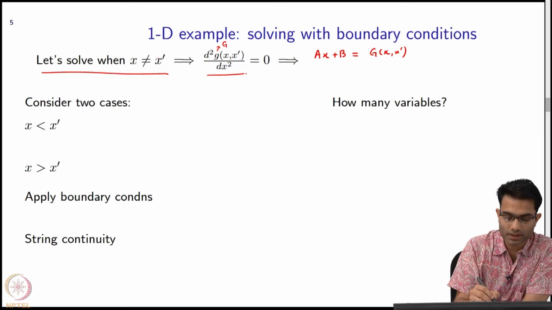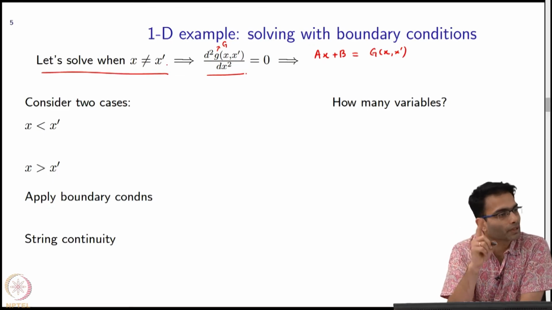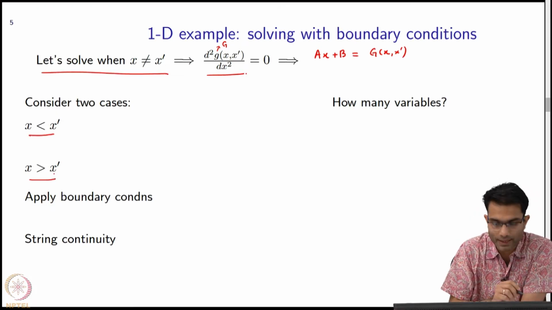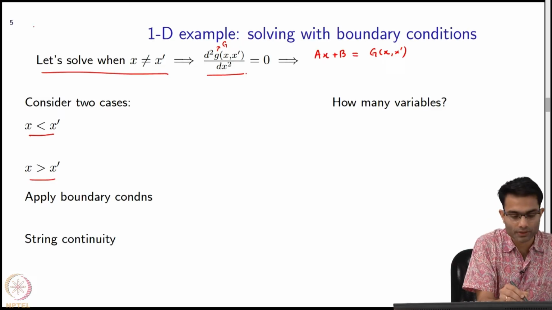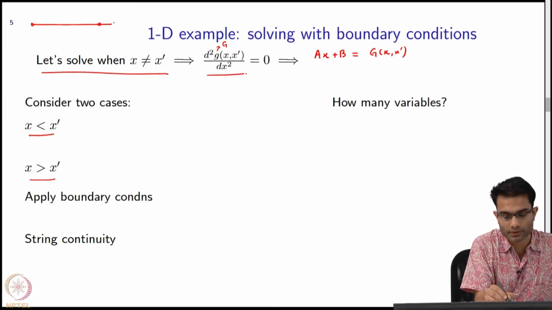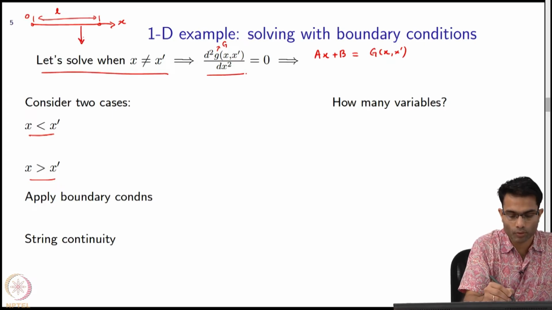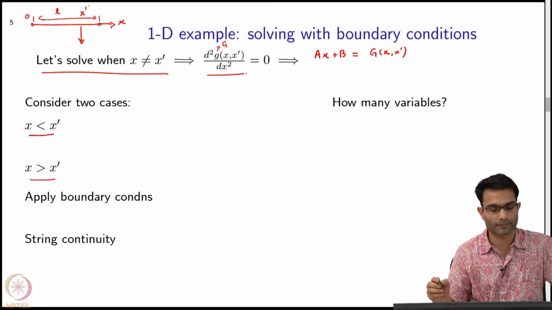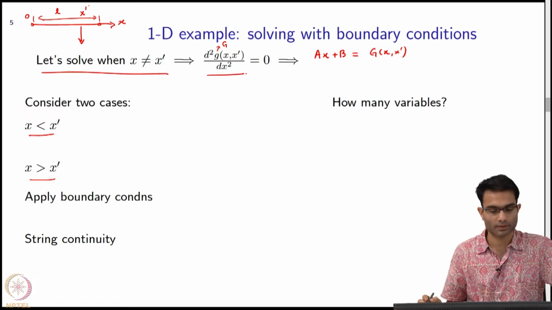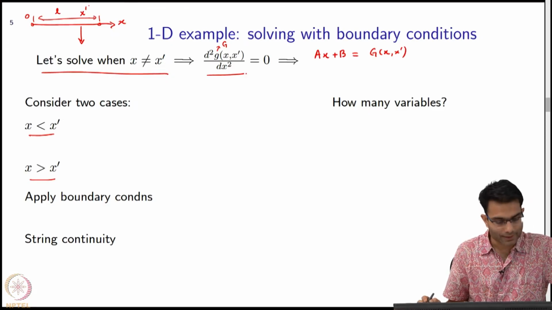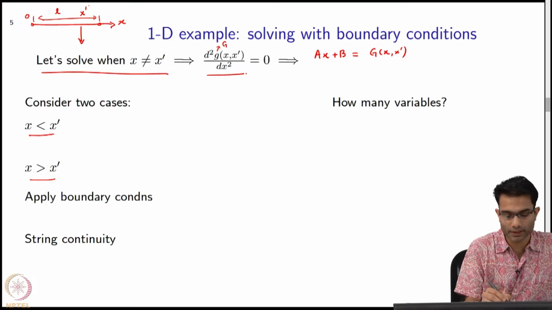So this situation x not equal to x prime can happen in two possible ways. One is x less than x prime, and the other is x greater than x prime. Okay, so I'll just draw this one. So again over here, this is my x, this is the length L, this is 0, and some point over here is x prime. Okay, that's the physical situation.